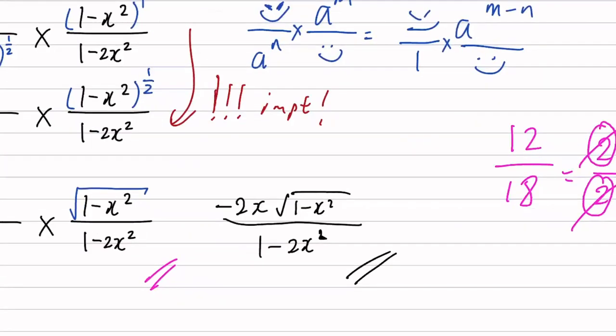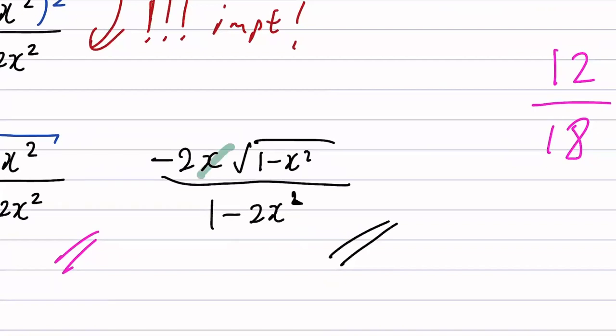Oh, one more trick question. Can you cancel off this x with the x squared here? One copy like that? No. Why cannot? Yeah, you're correct. It's not allowed. But do you know the reason?